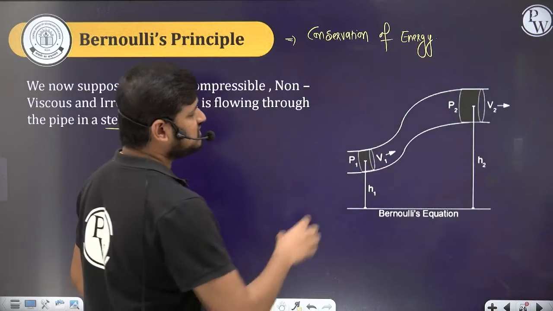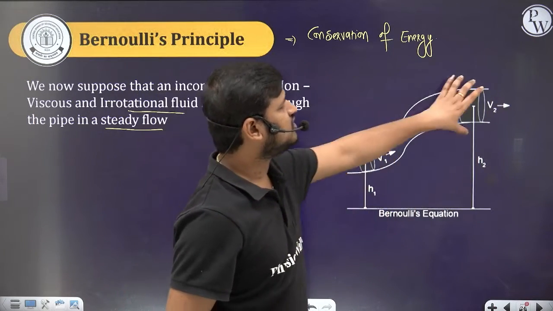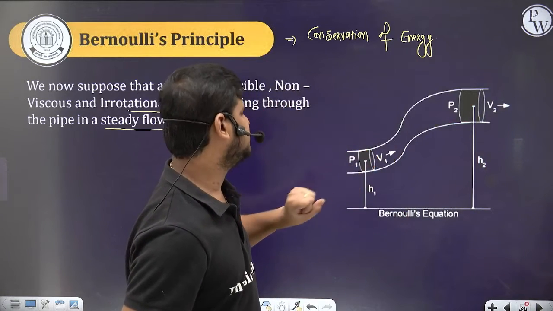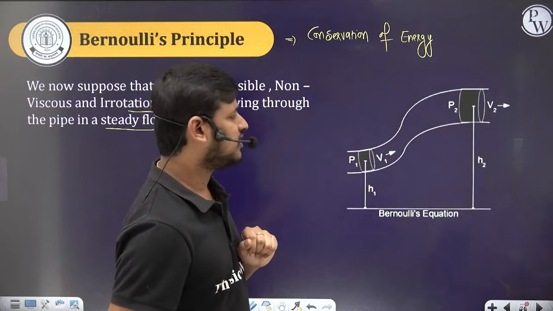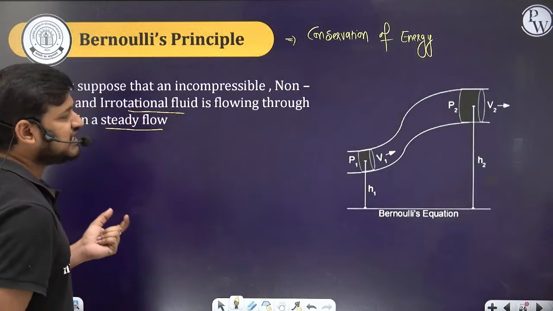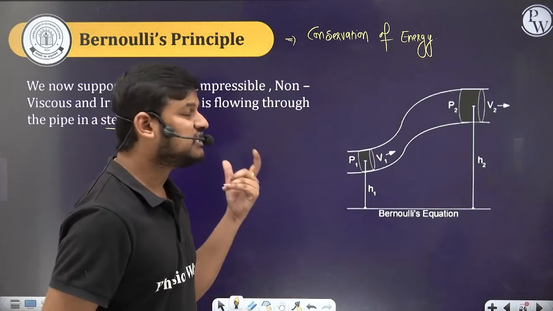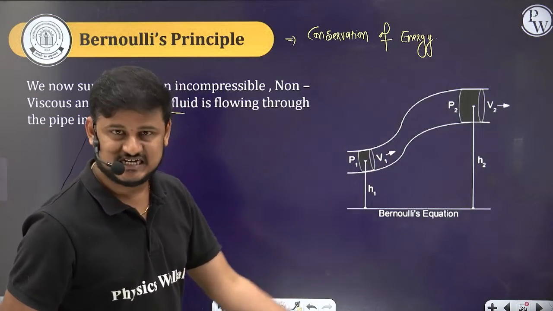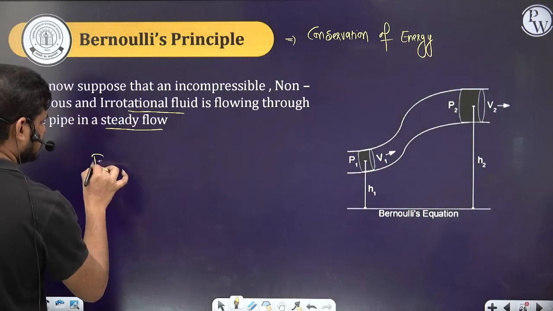Now, this is a tube which is of some cross-sectional area A1 here, and of some cross-sectional area A2 here. This part is at a height of h1 from the ground, and this part is at a height of h2 from the ground. So now the Bernoulli's principle says that the pressure energy per unit volume, the kinetic energy and the potential energy per unit volume will be constant. First I'll write the formula, then I'll go for the explanation.